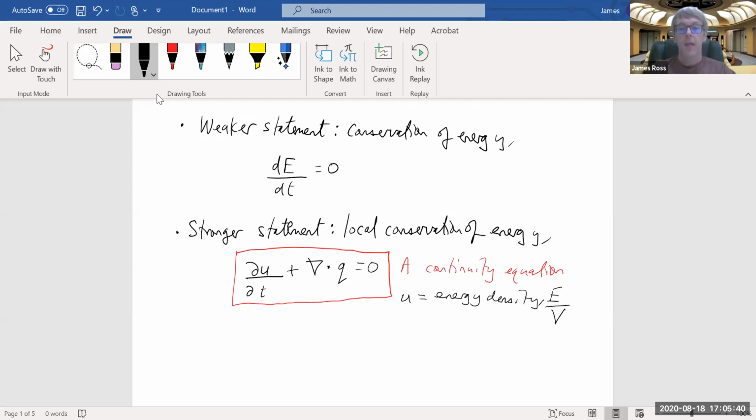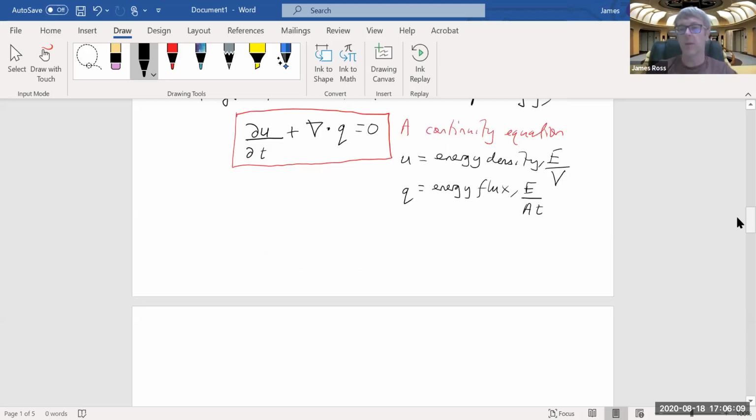Okay. Q is the energy flux. I'll explain what flux is in a second. But it has units of energy per unit area per unit time. So energy per unit area per unit time.